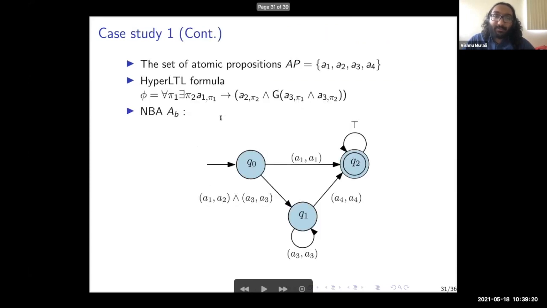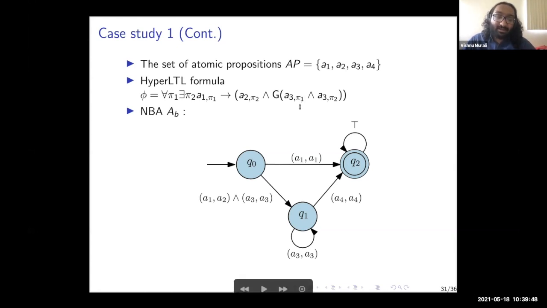To do so, we consider a set of atomic propositions as follows, and the hyper-LTL formula phi, which reads: for every trace pi1 such that the trace begins in a secret state, there exists a trace pi2 which begins in a non-secret state, and these two agree on the outputs, or the velocities. The velocities of these two are always delta close to each other.